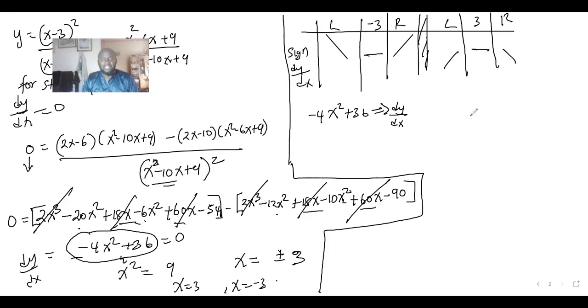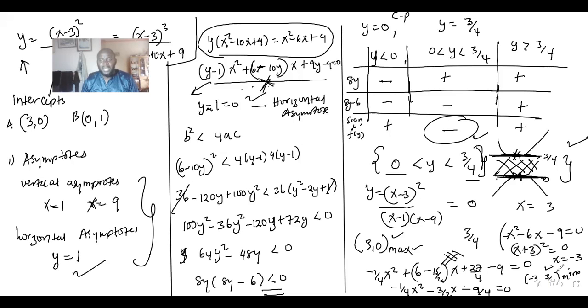So, remember our turning points were what and what? We have 3, 0. We have negative 3 and 3 over 4, I guess. Do you see that our 3, 0 is maximum? Then this one is what? Minimum, which is the same scenario we arrived at here.